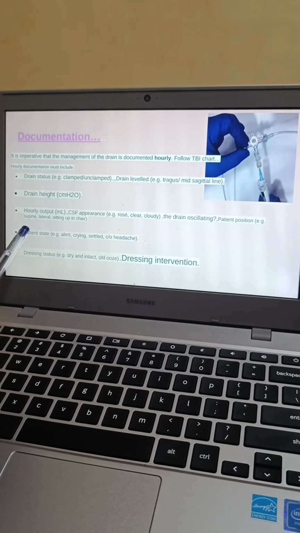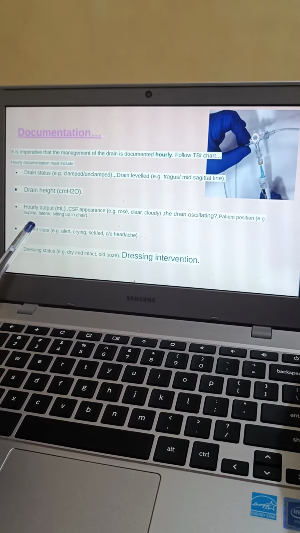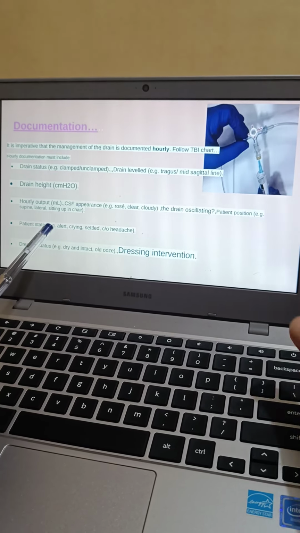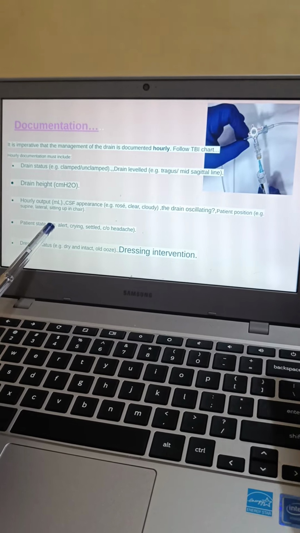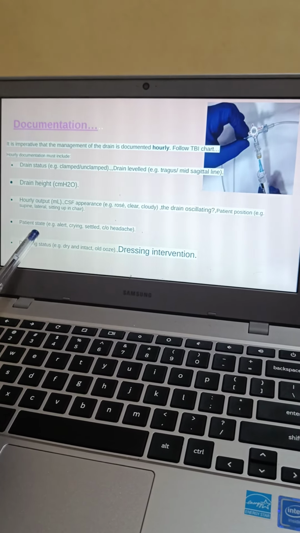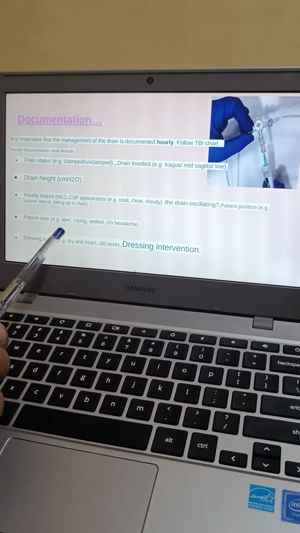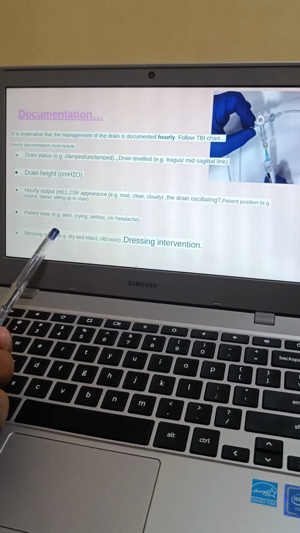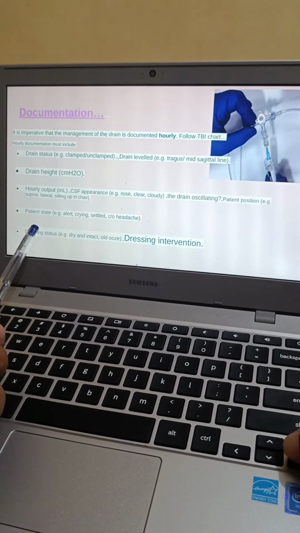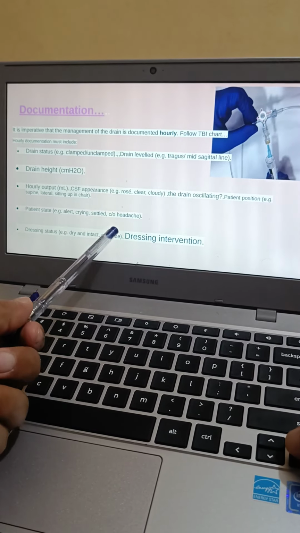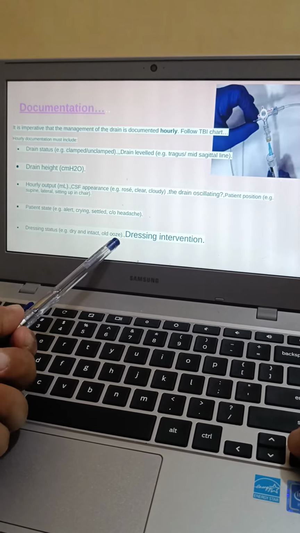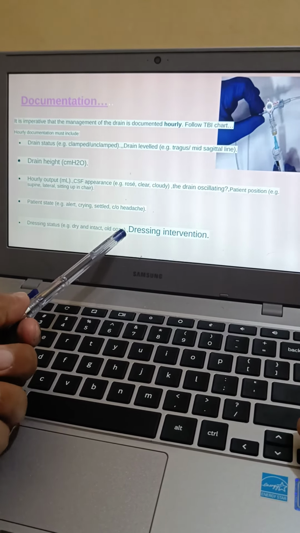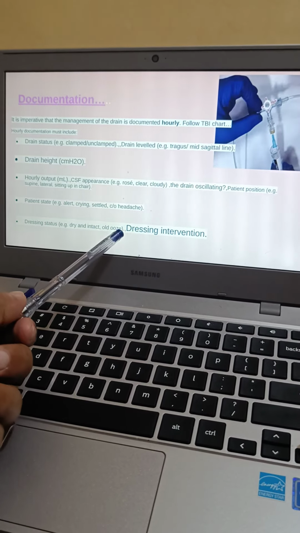Whenever we are placing the patient supine, you must clamp the EVD. Otherwise, because of more draining, it will cause some deviation. Then assess the conscious level: whether the patient is alert, crying or seated. And we should check the dressing status, whether it is clean and intact. If there is any oozing, foul smell or pus collection, we need to inform the primary team or our ICU team.